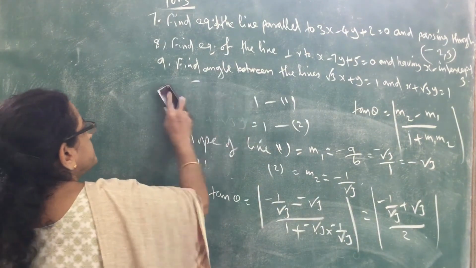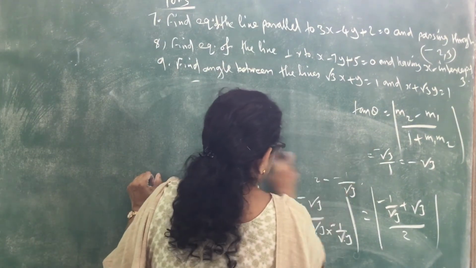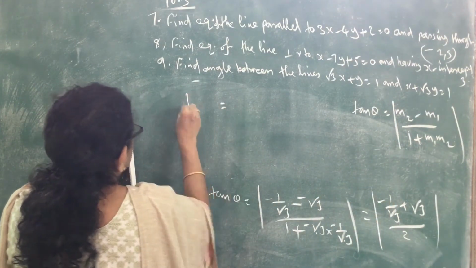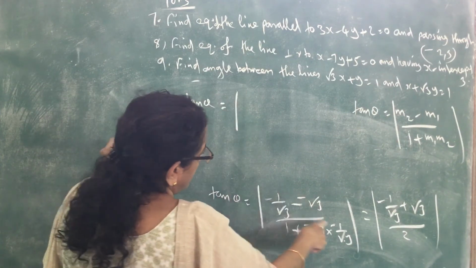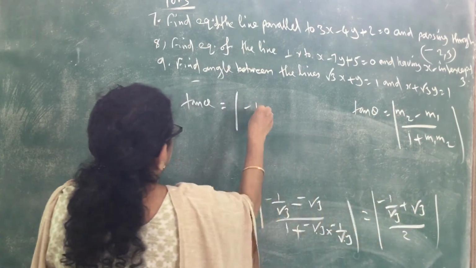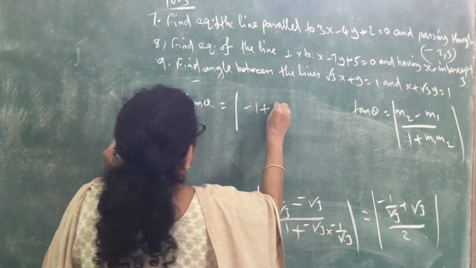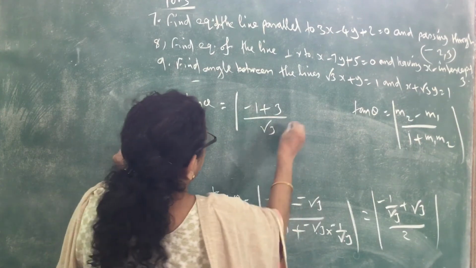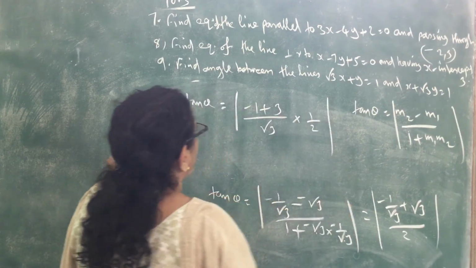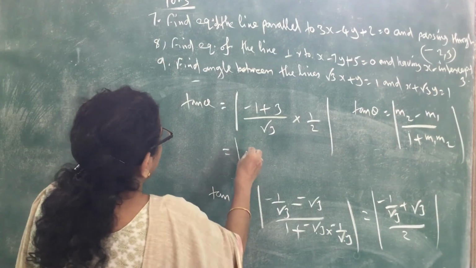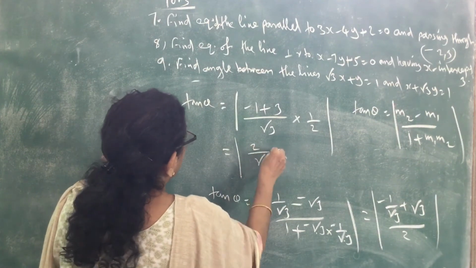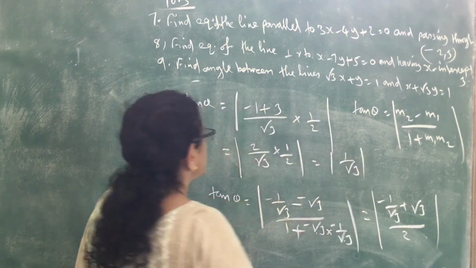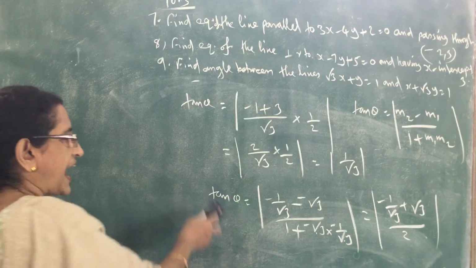So we get tan theta equal to modulus of minus 1 plus 3 by root 3, divided by 2, that means multiplied by the reciprocal. So that is equal to 2 by root 3 into 1 by 2, that is equal to 1 by root 3. So tan theta equal to 1 by root 3.